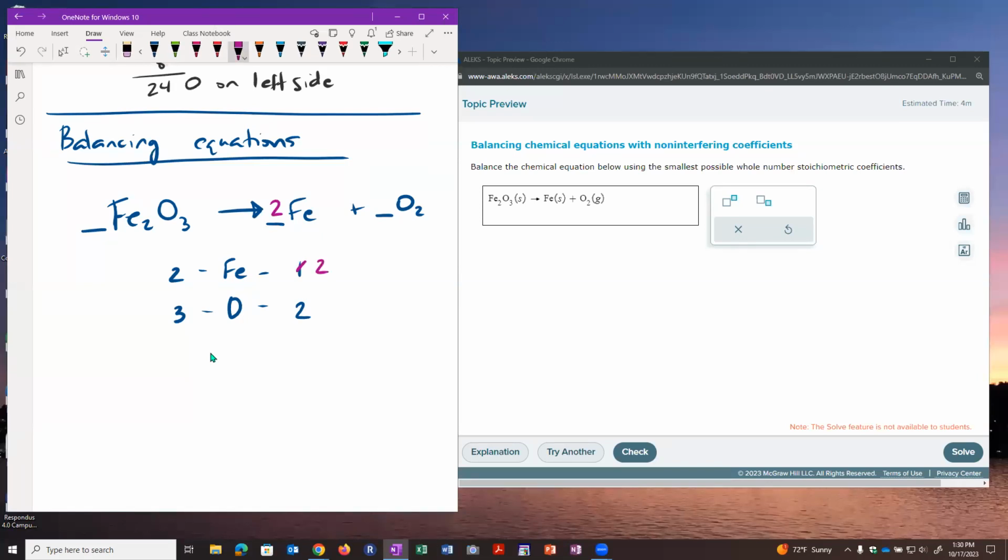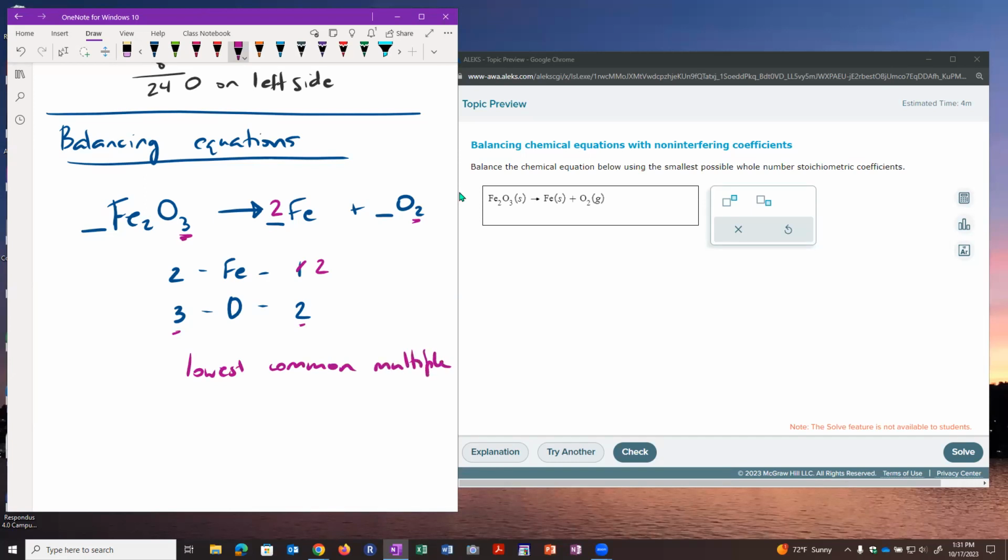Now I need to balance my oxygen. So I have 3 on the left side, and I have 2 over here on the right. So obviously 2 doesn't go into 3 a whole number of times. So when you run into a situation like this, you have 3 and 2, you want to try to get the lowest common multiple of them.